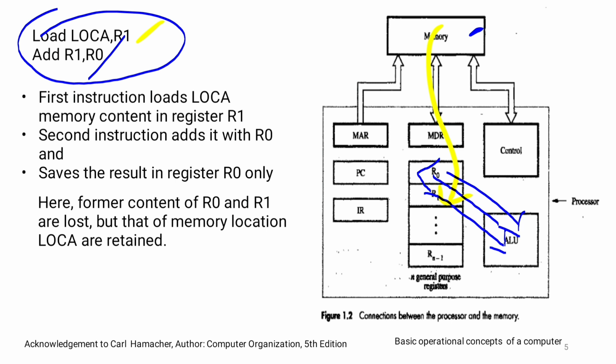First instruction loads LOCA memory content into register R1. The second instruction adds it with R0 and saves the result in register R0 only. Here the former contents of R0 and R1 are lost. This is very important. What was previously stored in R0 and R1 will be lost, but the memory location content, that is the LOCA memory content, will be retained as it is.